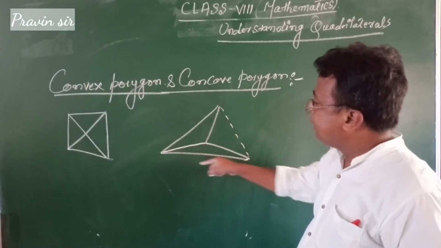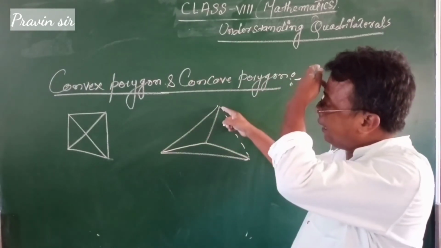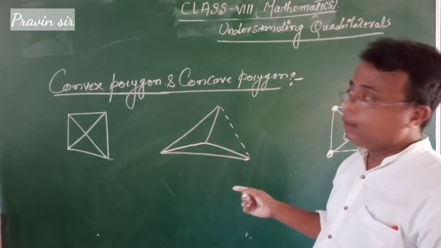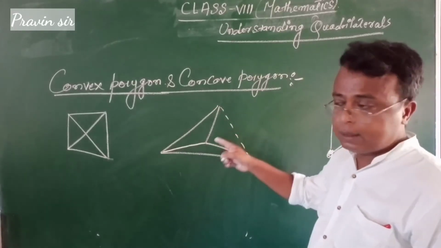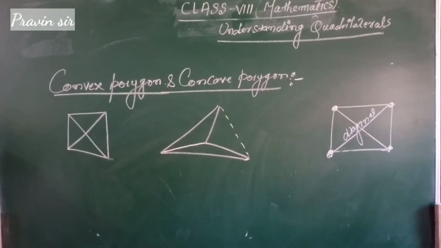Suppose here in this figure, this is one diagonal, and if I draw another diagonal, you see that this diagonal lies outside the polygon. So that's why it is called a concave polygon. So let us try to write the definition of convex and concave polygon.